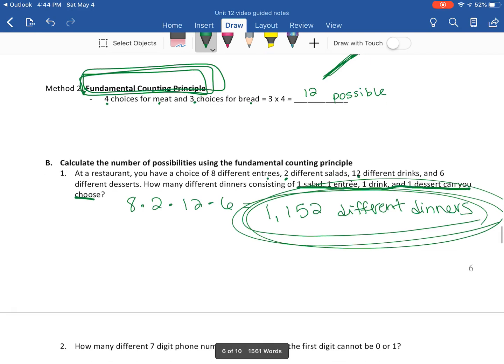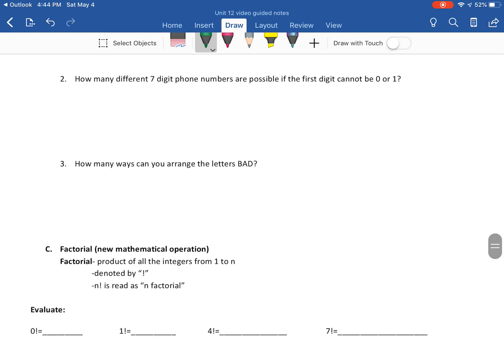Let's look at a couple more examples. How many different phone numbers are possible if the first digit cannot be 0 or 1? So when we're thinking about this, if your first digit cannot be 0 or 1, the only digits we have are the digits 0 to 9. So the digits it could be would be 2, 3, 4, 5, 6, 7, 8, and 9. Well, that leaves us with 8 different possibilities, or 8 options for that first digit, right? We're just limiting that first digit. So I'm going to draw a little picture here.